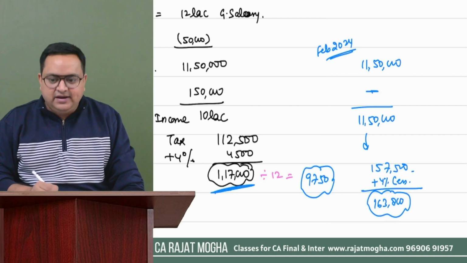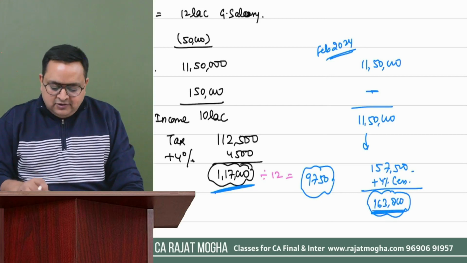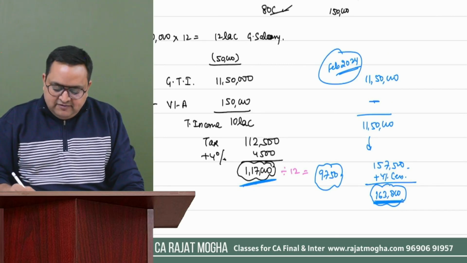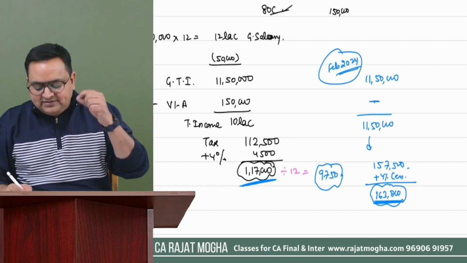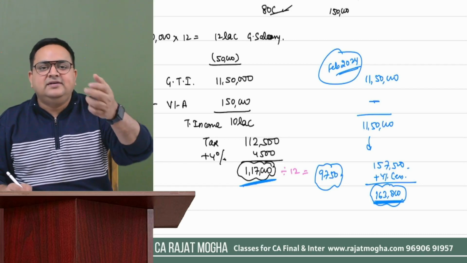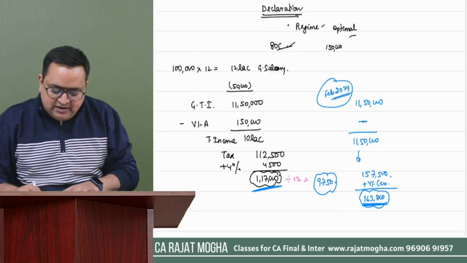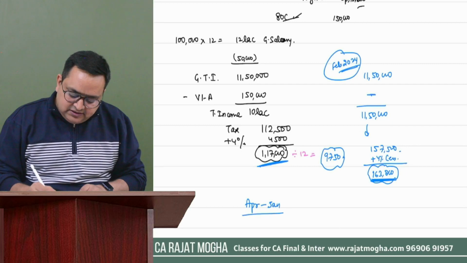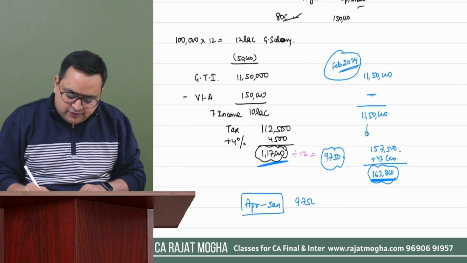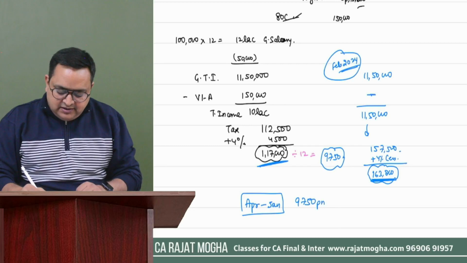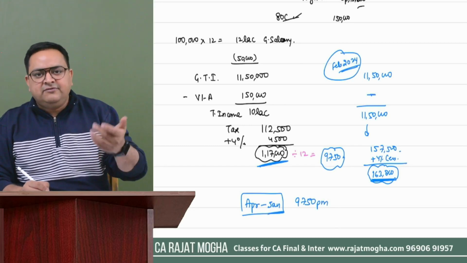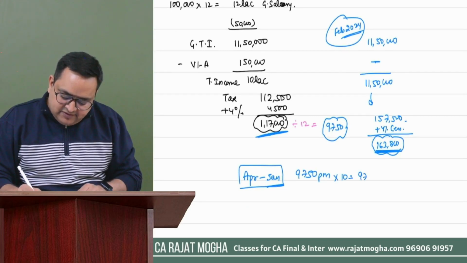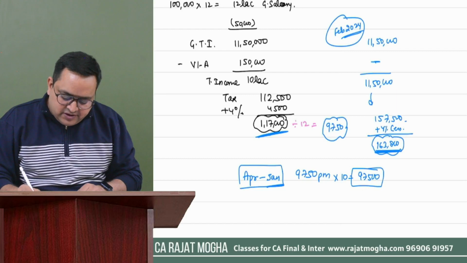Initially the tax was 117, but now the tax is 163,800. So in the month of February, the accounts department of Tata Motors will recalculate his tax and say your tax is 163,800. Now we are going to increase the TDS amount. Since April till January, they were deducting TDS of 9750 per month. Tell me, for 10 months, from April to January, how much TDS has been deducted? 9750 into 10, 97,500 TDS is already deducted.